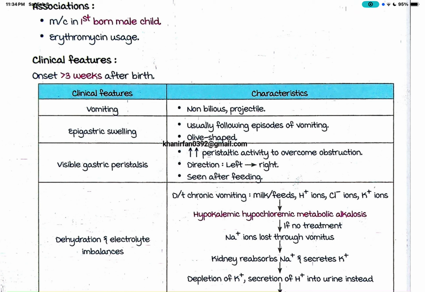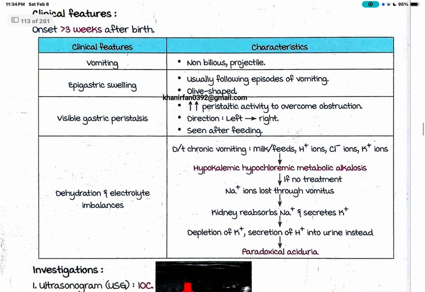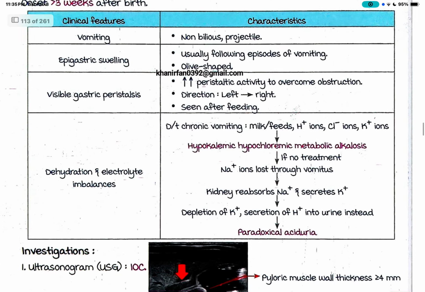Clinical features. Onset is more than 3 weeks after birth. Vomiting, characteristically non-bilious and projectile. Epigastric swelling, usually following an episode of vomiting, and it is an olive-shaped swelling. Visible gastric peristalsis: increased peristaltic activity to overcome the obstruction. Direction is from left to right, seen after feeding.